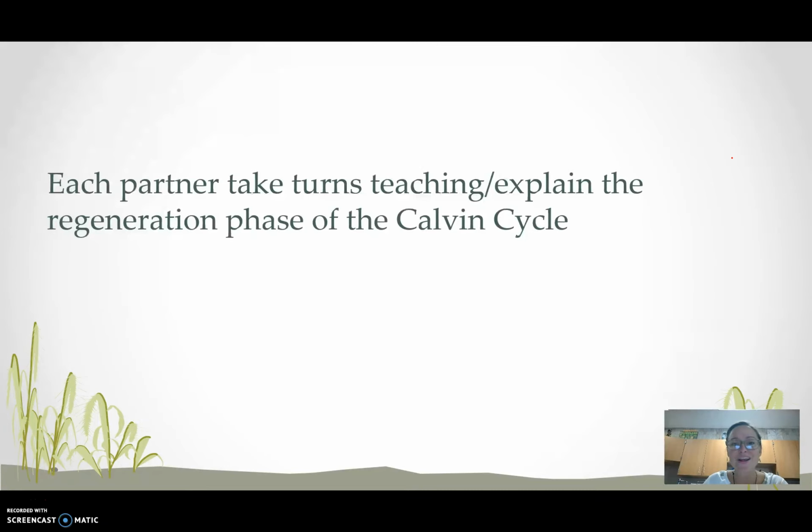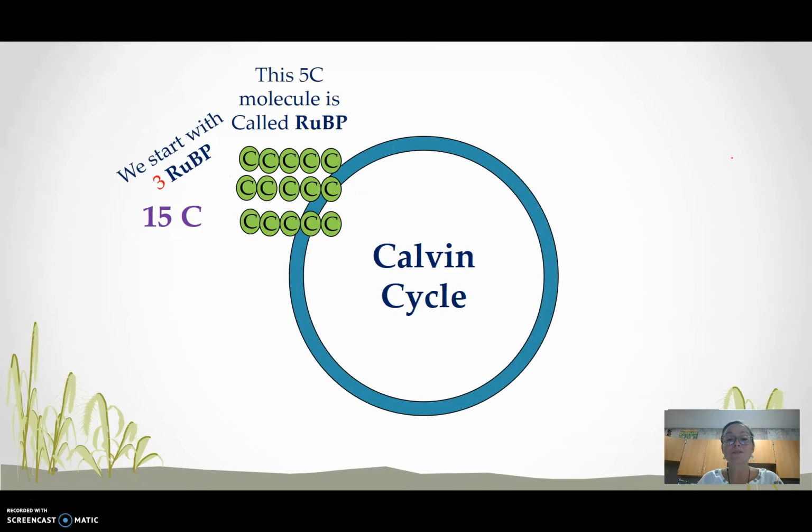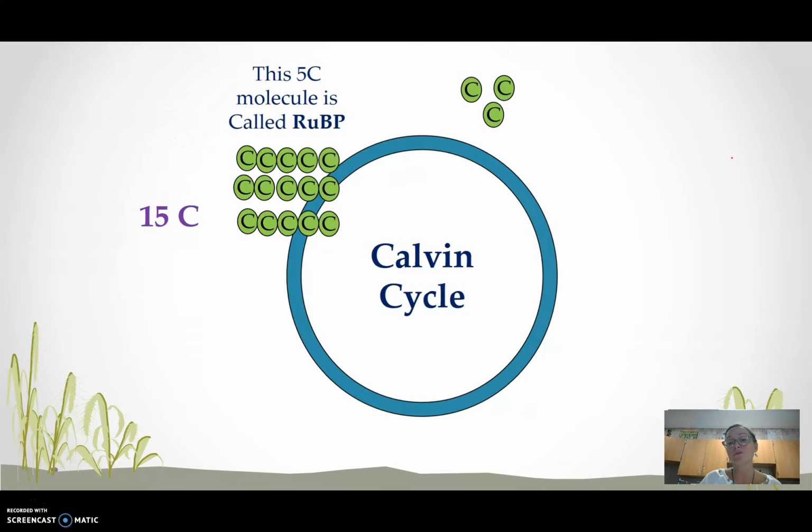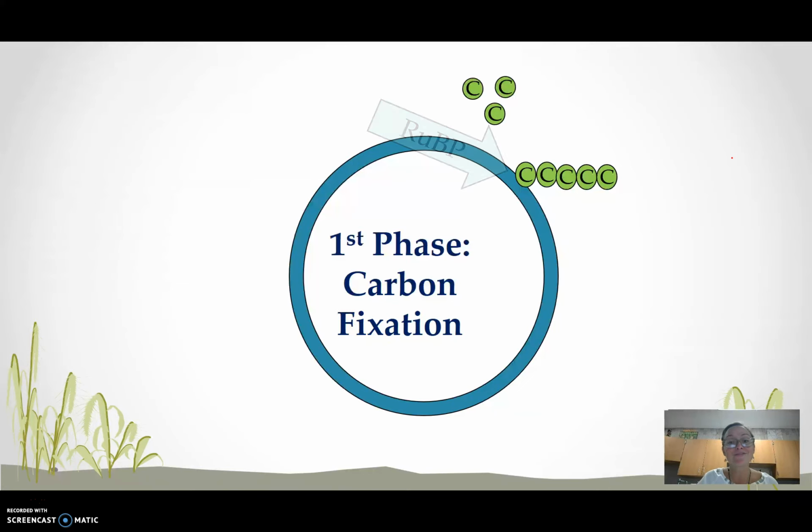So you can summarize the regeneration phase in your box 4, and then see how we would start again with RuBP and the enzyme Rubisco that would do the carbon fixation in the first phase, like that. And that is the basics to the Calvin cycle. Good job.